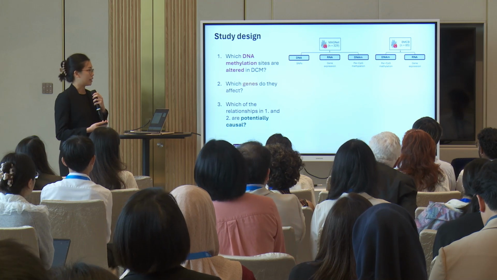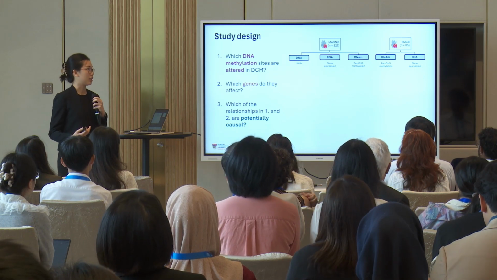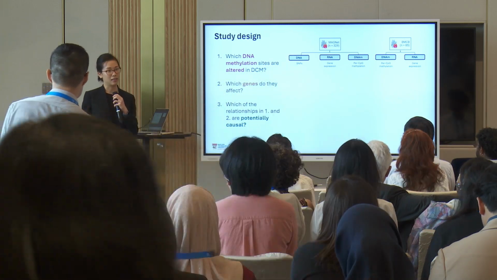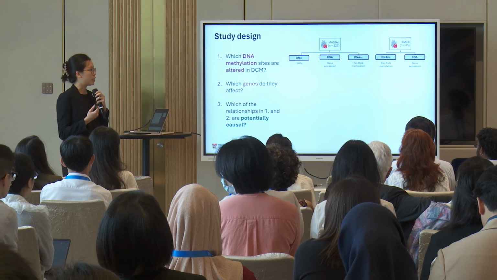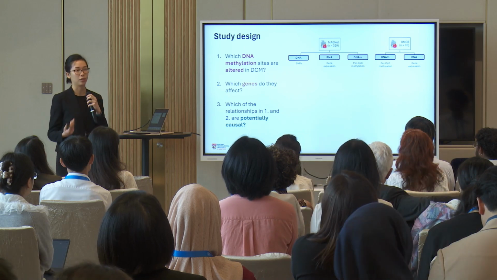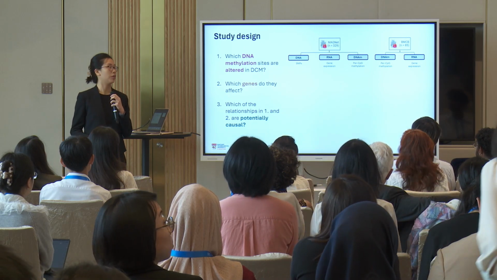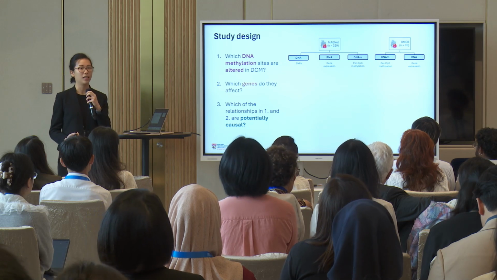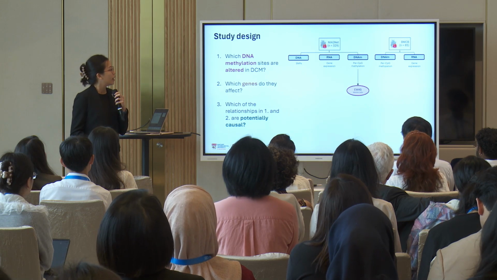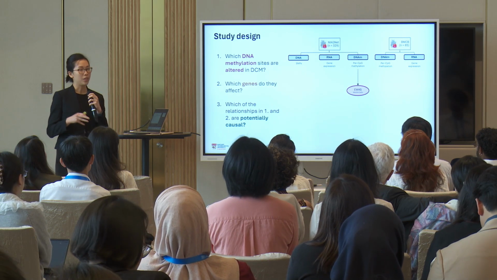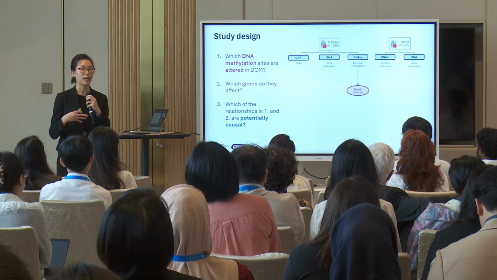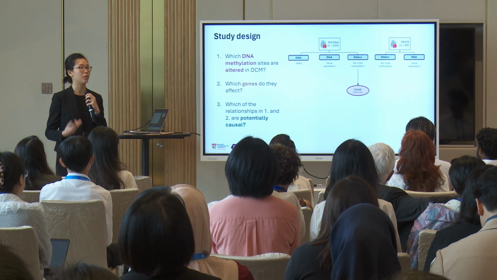So the study is designed to answer three questions. Firstly, which DNA methylation sites are altered in dilated cardiomyopathy? Basically, which CpGs are linked to dilated cardiomyopathy? Which genes do they affect? And also, which of the relationships in 1 and 2, which are associational, might be potentially causal? So to answer these 3 questions, I was using multi-omics data from the 2 independent cohorts. And the first step really involves an epigenome-wide association study. So many might be familiar with genome-wide association study, but since I'm using CpG methylation, this is an epigenome-wide association study.